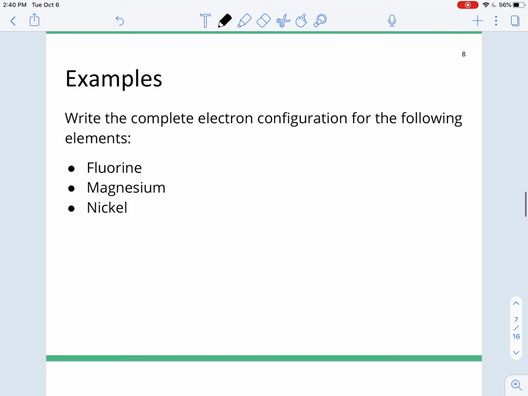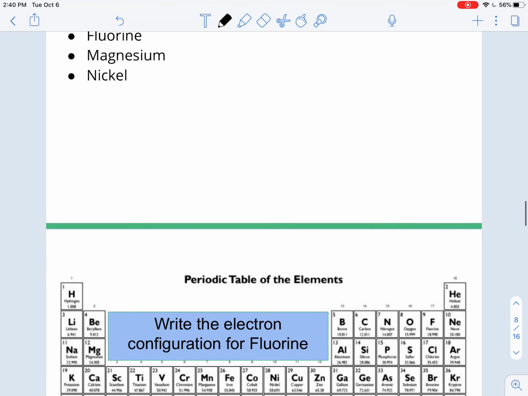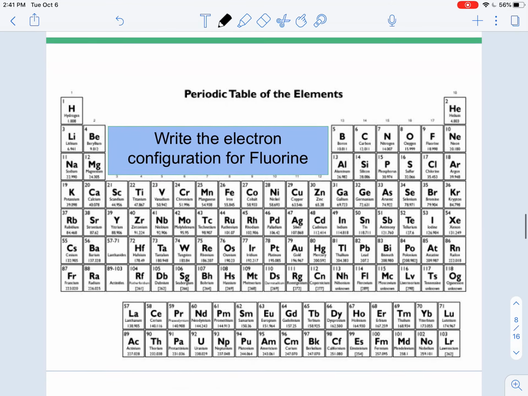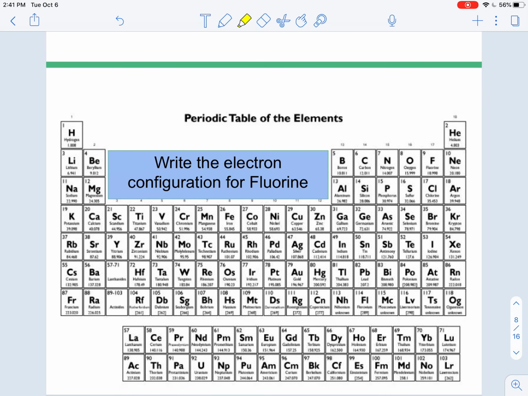So we're going to do some examples. We're going to write the complete electron configurations for the following elements. All right, so the first one is fluorine. First thing you want to do is find where fluorine is on the periodic table, and it's number 9. So that tells us some information. We should have 9 total protons, which equals 9 electrons. Again, we're writing the electron configuration, so that's really what we're concerned with.